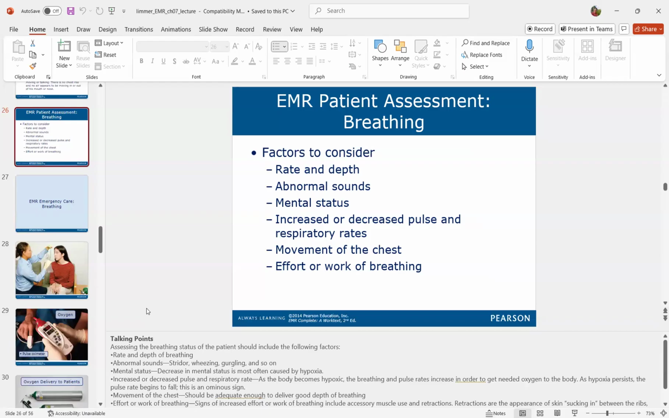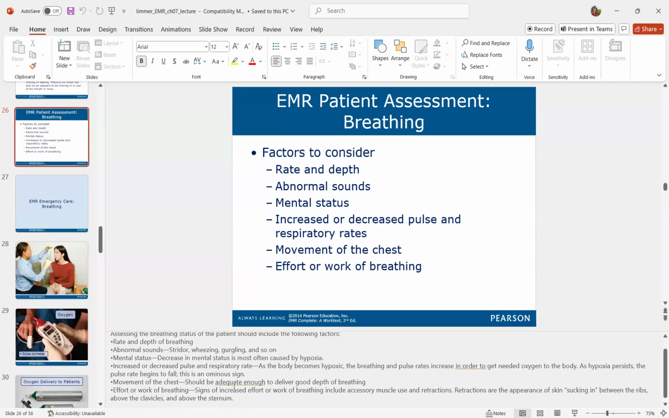Movement of the chest should be adequate enough to deliver good depth of breath. If they have a cracked rib or something like that, they might not have that good movement of the chest in and out. And then the effort or work of their breathing. Those are the signs of increased effort, using those accessory muscles in their neck and in their chest, the retractions, kind of like a sucking in between the ribs, above the clavicles and your sternum area. Are they using that area to breathe? They shouldn't be normally. So that would be the effort or work of their breathing.